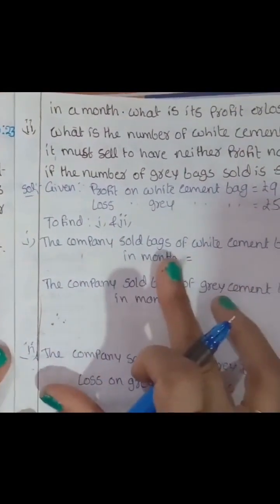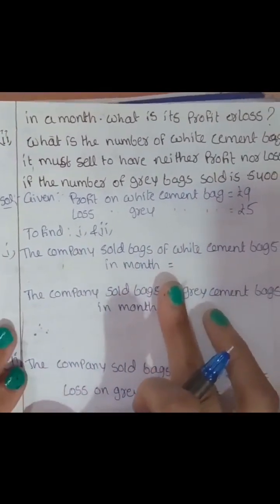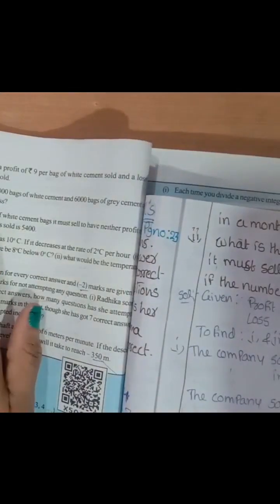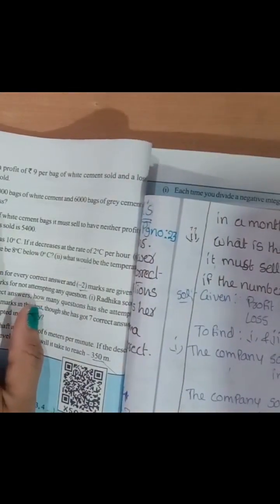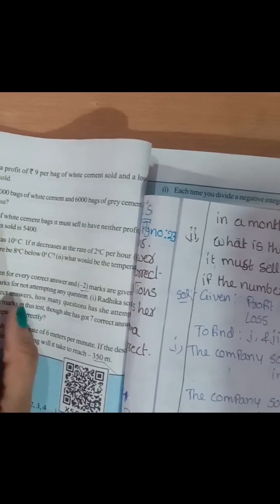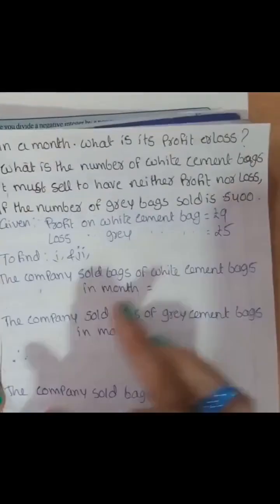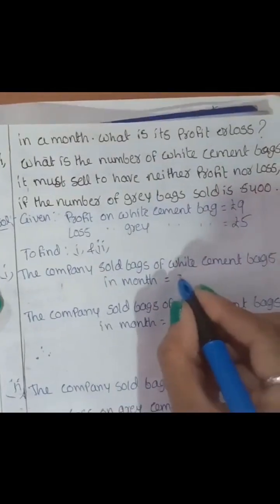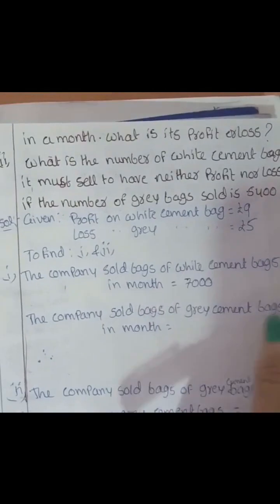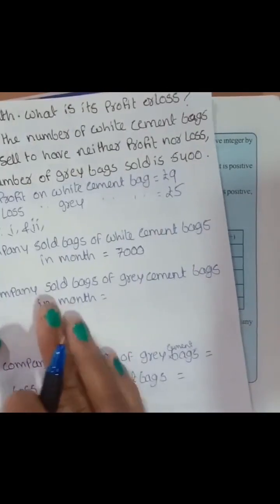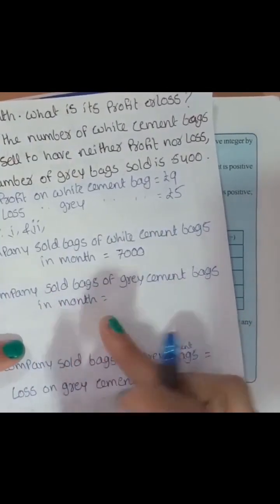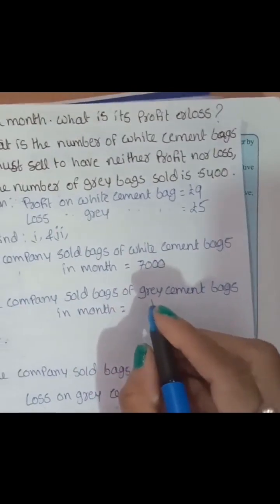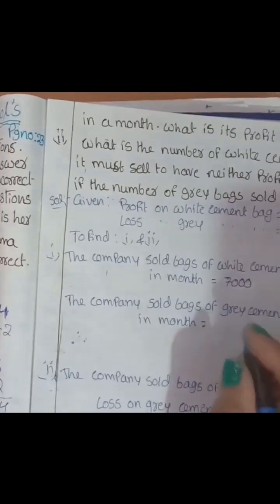First problem solution. The company sold bags of white cement in a month equal to 7,000 bags. The company sold bags of grey cement in a month: how many bags? Grey bags are 6,000 only.